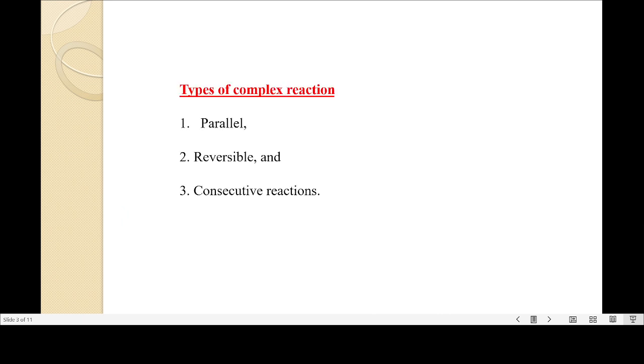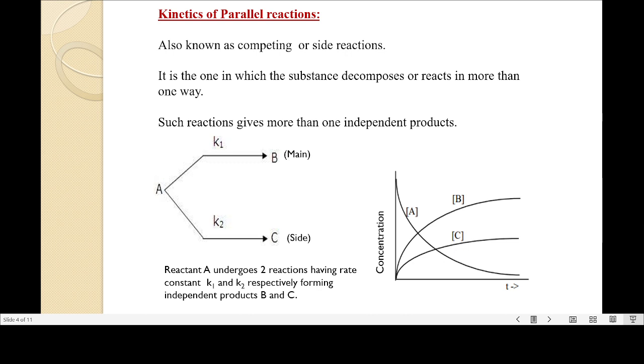Coming to the types of complex reactions, there are three different types. The first one is the parallel reaction, the second one is the reversible reaction, and the third one is the consecutive reaction. In this video, primarily we are going to see the kinetics of parallel reactions. We know that a parallel reaction is one in which the substance decomposes or reacts in more than one way. So parallel reactions, in other terms, are also called competing reactions or side reactions.